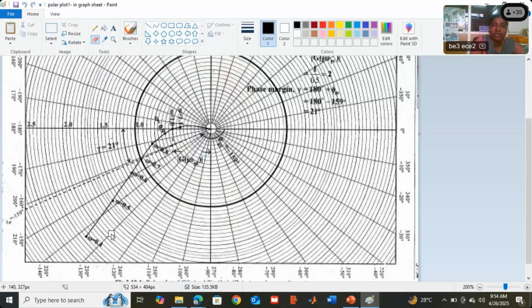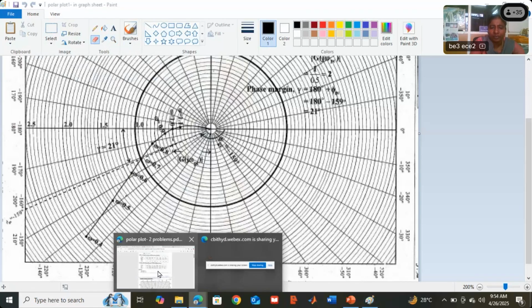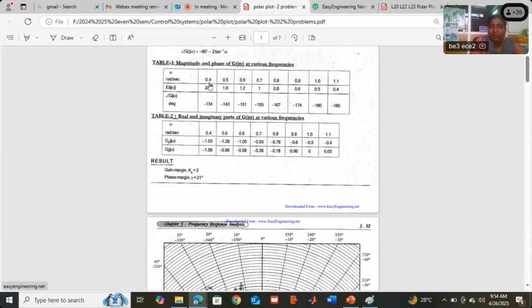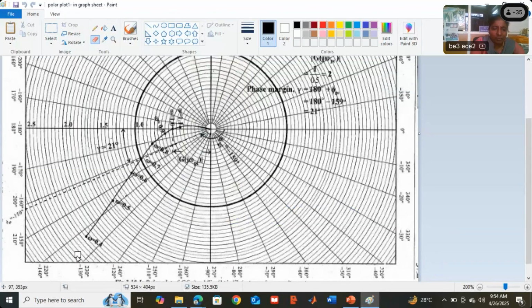From the tabular column obtained, omega value 0.4, the magnitude is 2.2 and the phase angle is minus 134. Go in the graph sheet. Minus 134, where is the angle? This line represents minus 130 and this line represents minus 140. Minus 130, minus 140 are written in the graph sheet only.